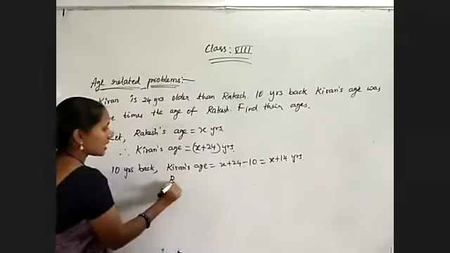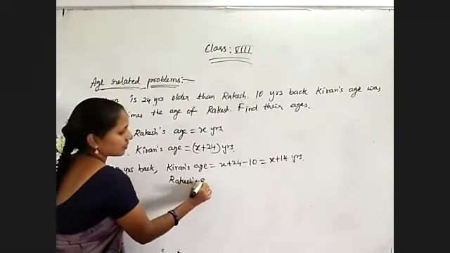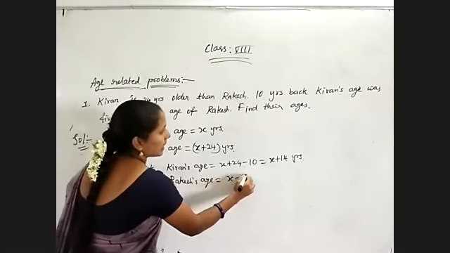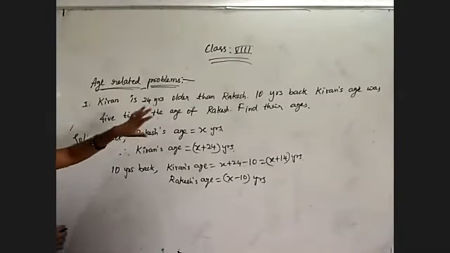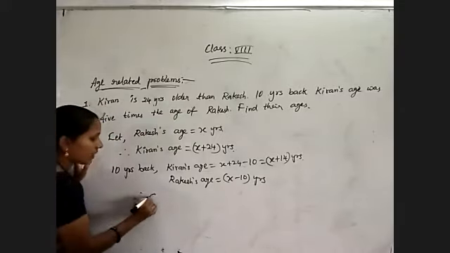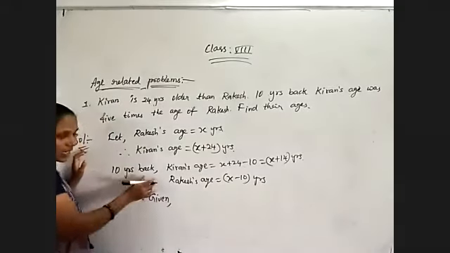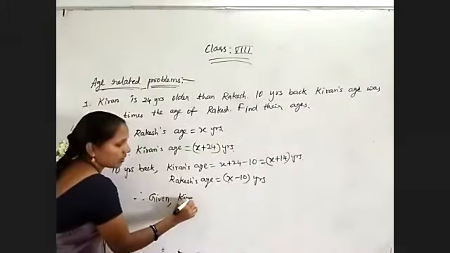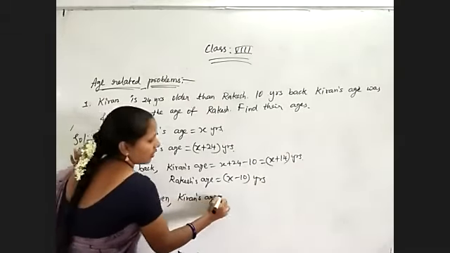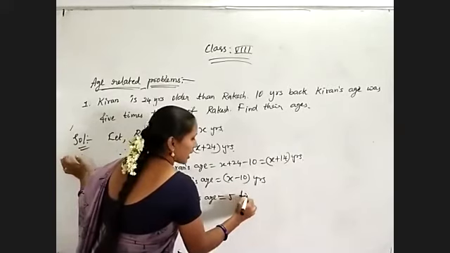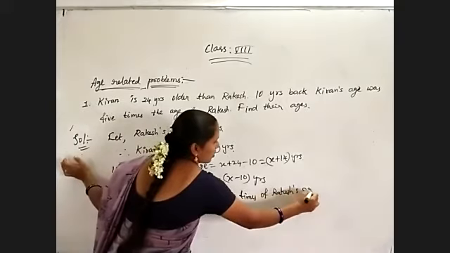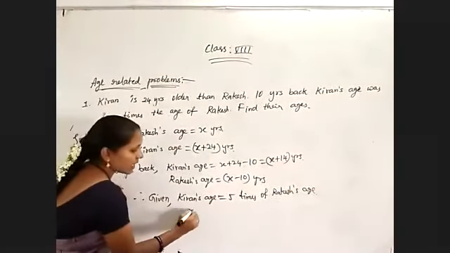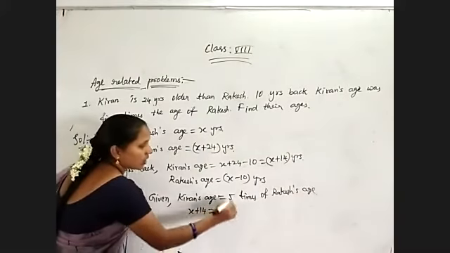And Rakesh's age will be equal to X minus 10 years. Given that 10 years back, Kiran's age is equal to 5 times the age of Rakesh. So given in the question, 10 years before, Kiran's age is equal to 5 times Rakesh's age. So 10 years back, Kiran's age: X plus 14 is equal to 5 into X minus 10.